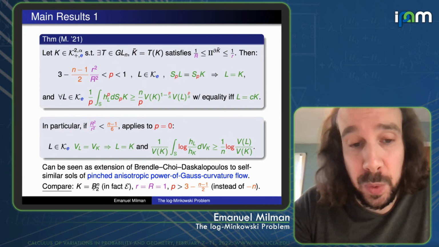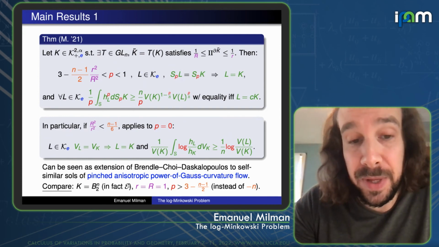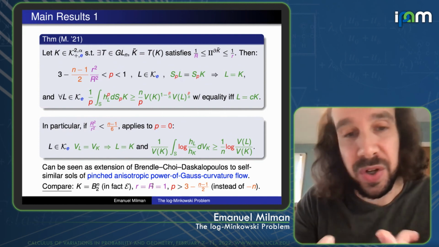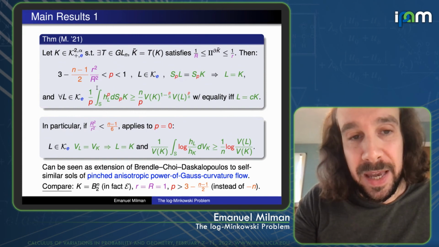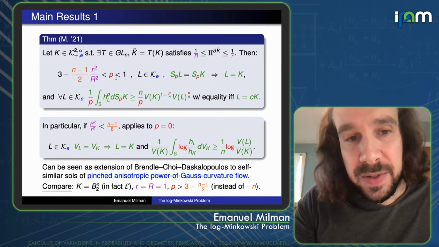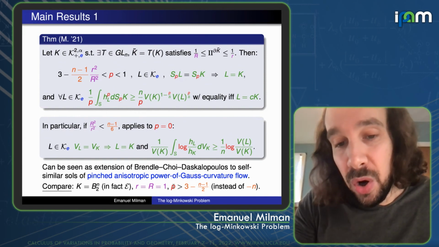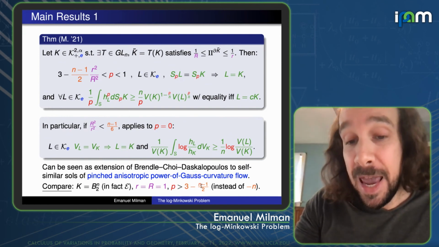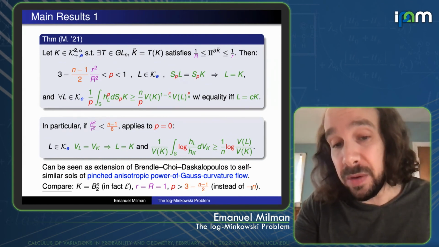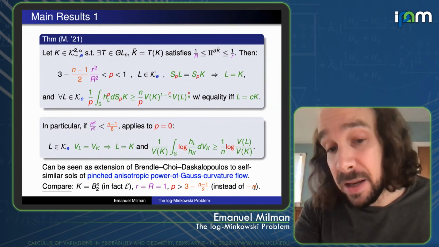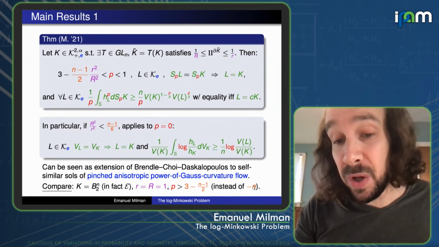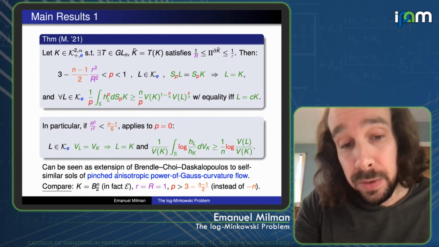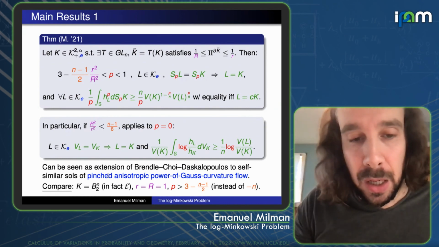So for K a Euclidean ball, in fact, you can use ellipsoids. Comparing to their result, in their case the pinching constants are just 1. If we plug in 1 into our estimate, you see that our estimate can go all the way down to something like minus n over 2, whereas the sharp result of Brendle-Choi-Daskalopoulos is minus n. So we cannot recover their sharp result, but we get it up to a factor of 2. And on the plus side, our result does hold for any pinched curvature.